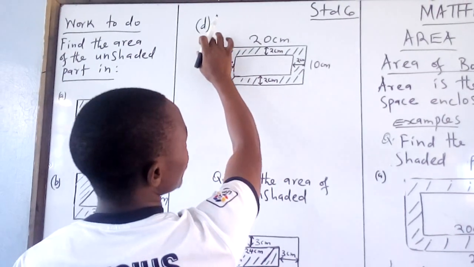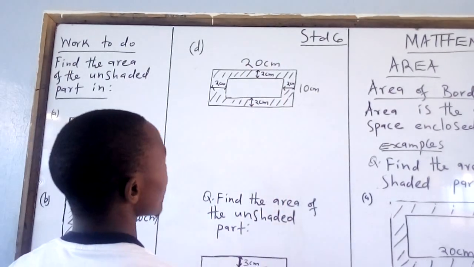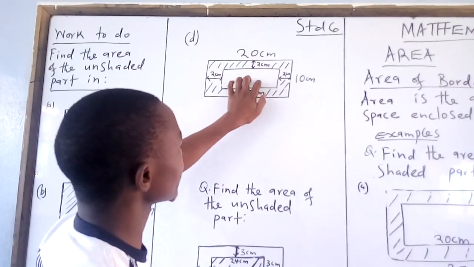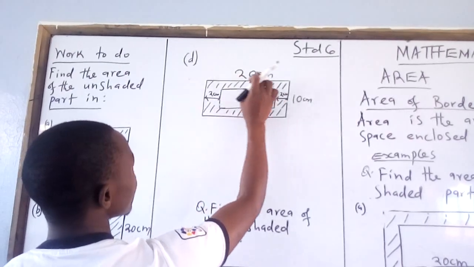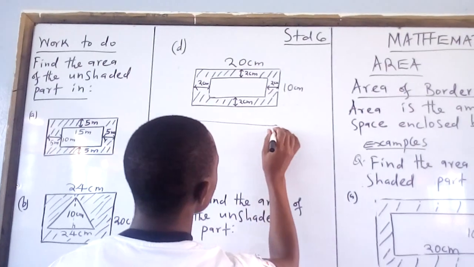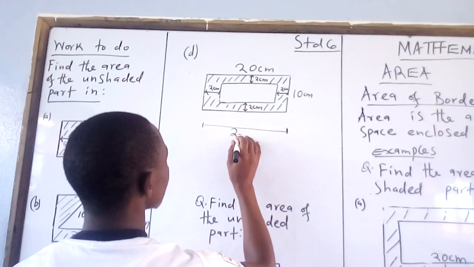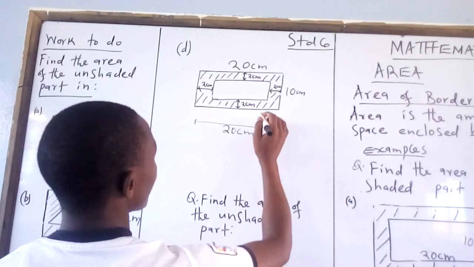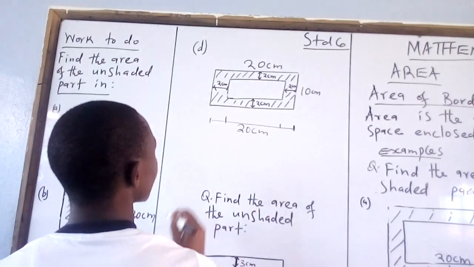But we've been given the length and the width of the bigger rectangle. Again, we've not been given the dimensions for the inner rectangle. Now, what are we supposed to do? If from here to here is the length of the bigger rectangle, and we've been told that this is 20 centimeters, the inner rectangle is maybe from here to here.